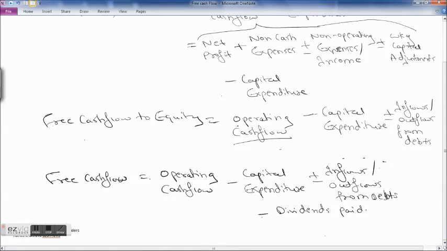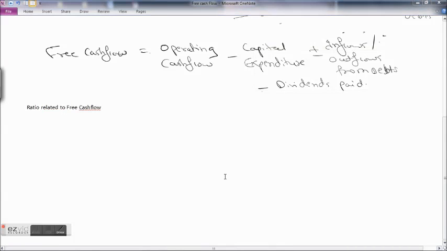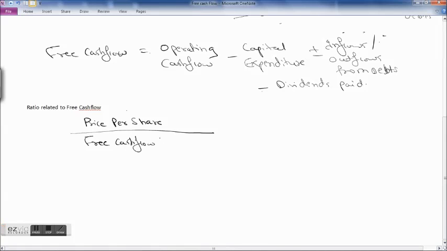Now I'll show you one formula or ratio related to a free cash flow. What is the ratio related to a free cash flow? It is price per share upon free cash flow per share. Price per share upon free cash flow per share.